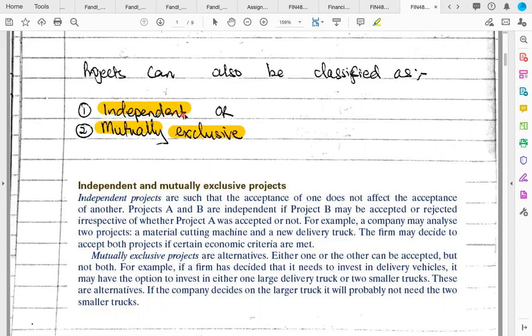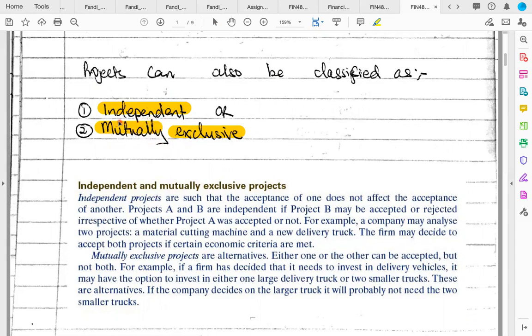When we say that capital projects are independent, it means that you are allowed to choose more than one project as long as the projects are profitable. But when we say capital projects are mutually exclusive, it means you can only choose one capital project. The selection of one project means you can't choose another project, okay? So you touched upon this in your earlier studies, so a lot of this is revision, like I said.